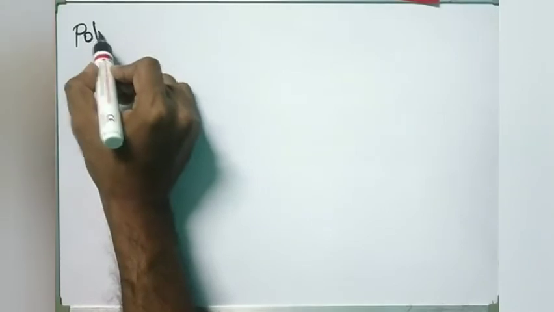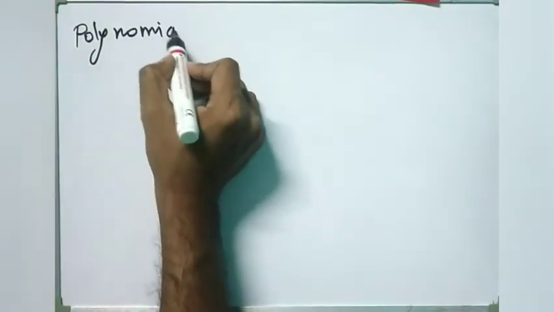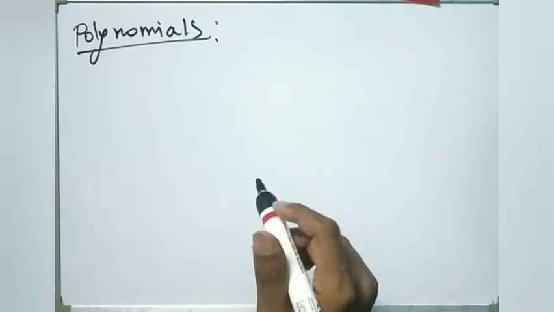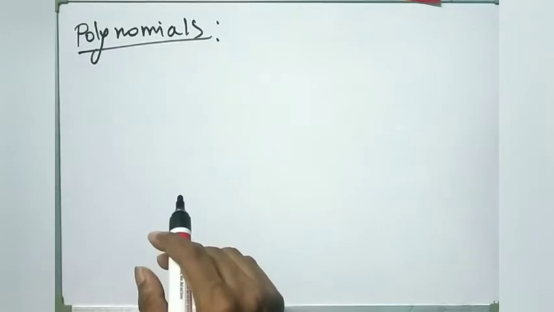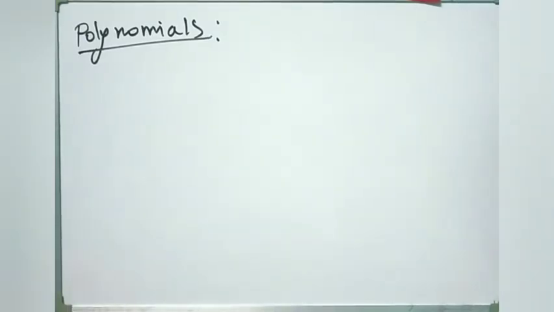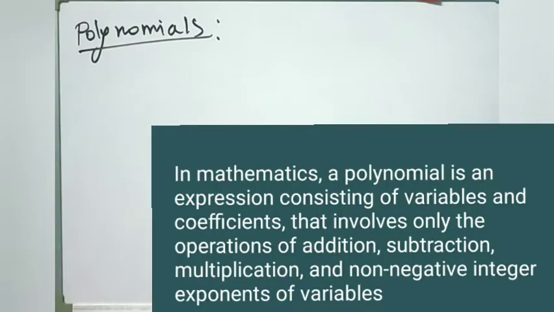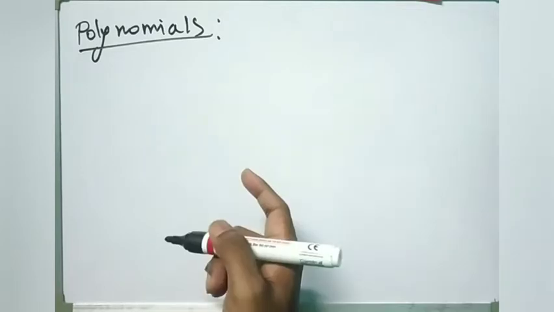Polynomials. The definition I am talking about: a polynomial is an expression consisting of variables and coefficients that involves only the operations of addition, subtraction, multiplication and non-negative integer exponents of variables. You will also get this definition on the internet.